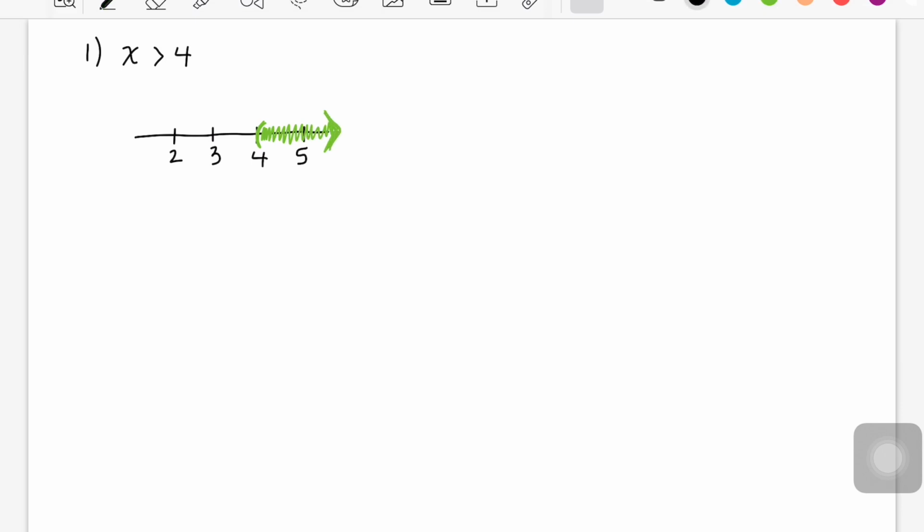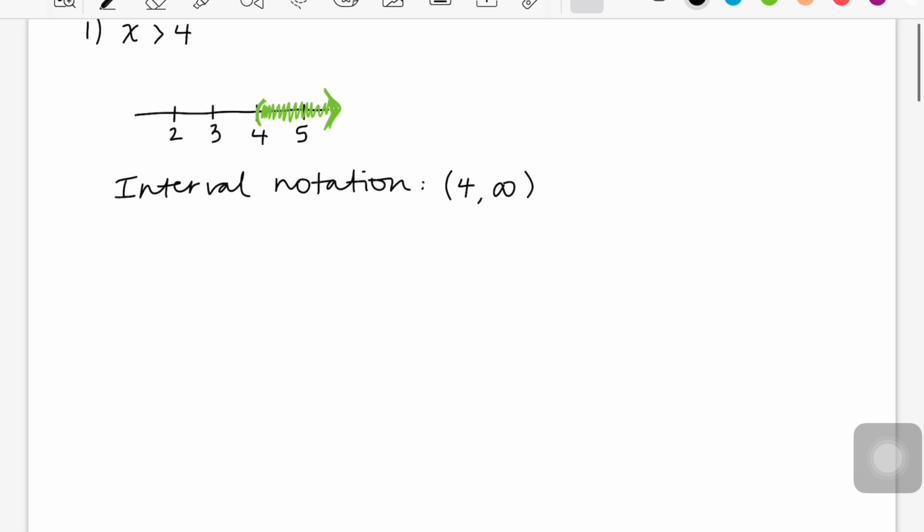And in interval notation, this looks like we're going from 4, but not including 4, all the way up to infinity. Now, we also use parentheses when we're talking about infinity or negative infinity because we're never actually going to reach that number. So we are always using a parenthesis with negative infinity and positive infinity.